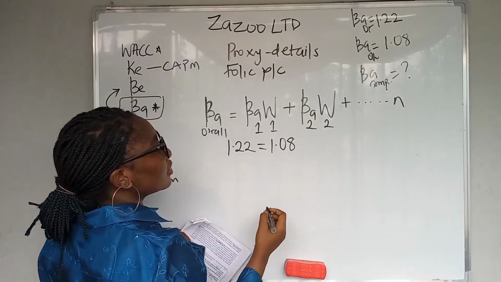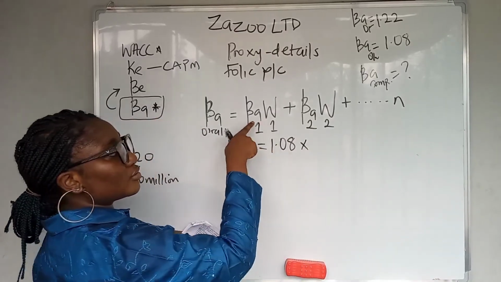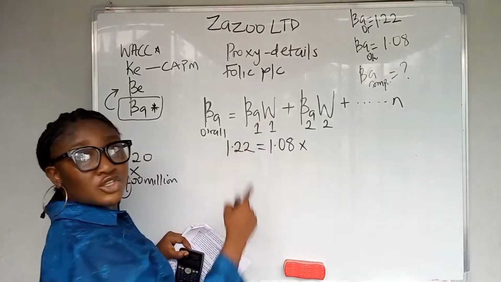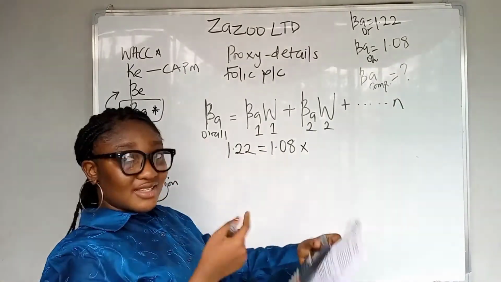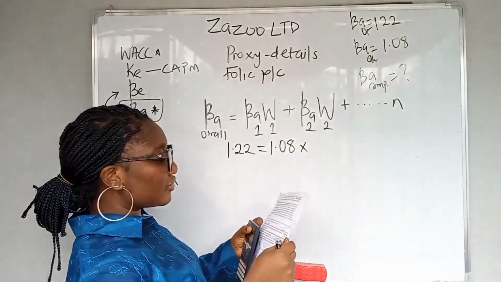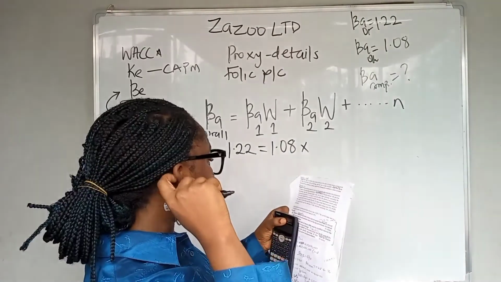1.08 multiplied by, what is the weight? This is business risk, this is weight. So what is the weight here? Now, to know the weight of each of them, just assume that it is the equity. Whatever the weight of the equity is, that's the weight of each segment of the business.